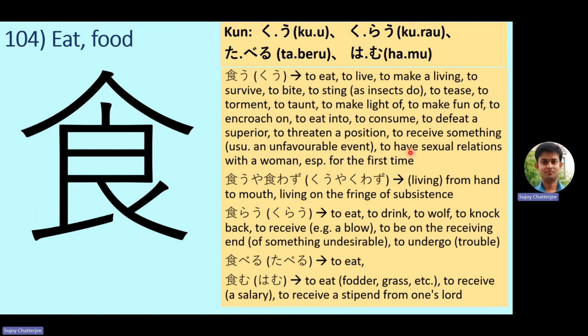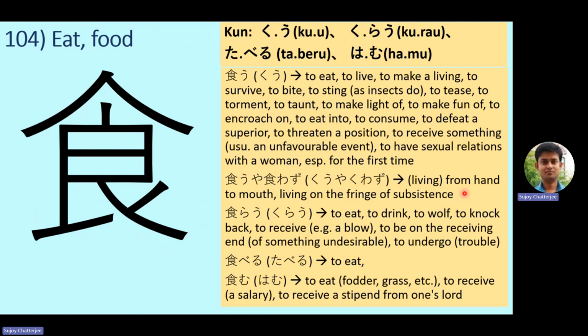Then we have kuyaku waza, which means living from hand to mouth, living on the fringe of subsistence. That means just making it happen, on the very, very marginal level. Then kurau means to eat, to drink, to wolf, to knock back, to receive, for example, a blow, to be on the receiving end of something undesirable, to undergo a trouble.